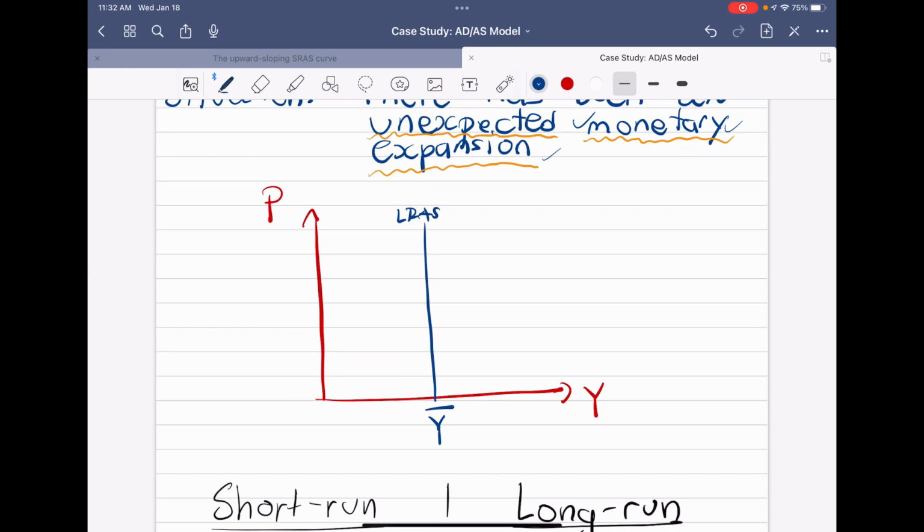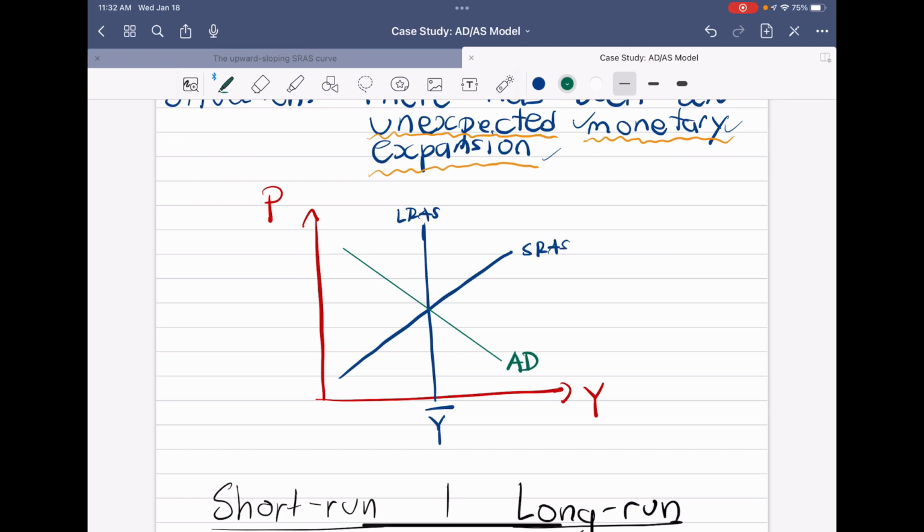In this case, we're going to use the upward sloping short-run aggregate supply curve. If you don't know what this is or are confused, watch the video regarding the upward sloping short-run aggregate supply curve. It's a similar concept to the horizontal short-run aggregate supply curve, but with some minor differences. So watch that first. So we have our vertical long-run aggregate supply, upward sloping short-run aggregate supply. Now, then we can draw our downward sloping aggregate demand curve here, AD.